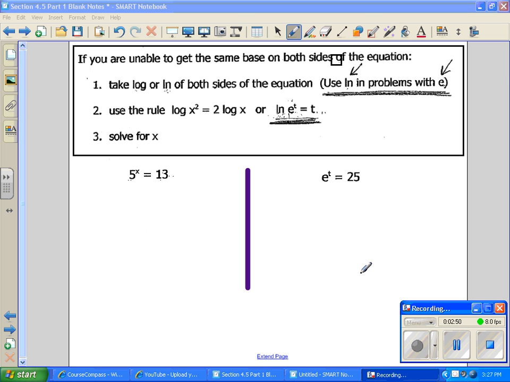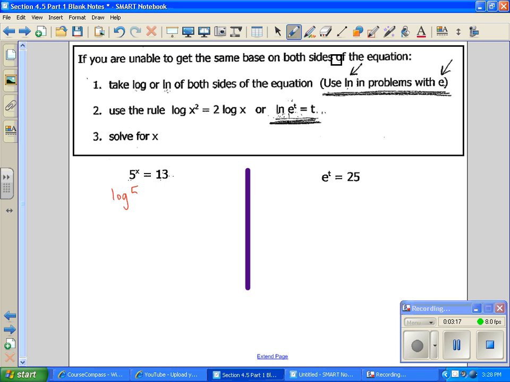Okay, if we're unable to get the same base on both sides, then we have to try something else. Then we're going to take the log of both sides or the natural log of both sides. If there's an e in the problem, that's when you use natural log. If there's not an e, then you're going to take the log. So the next example, we're going to say I cannot get 5 and 13 to have the same base to rewrite it, so I'm going to take the log of both sides.